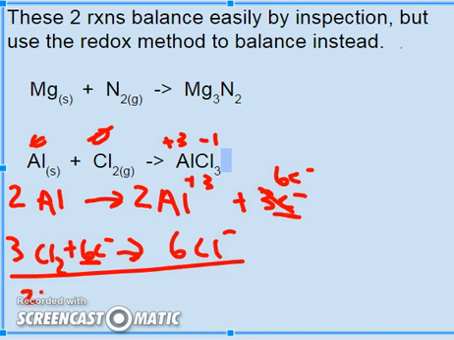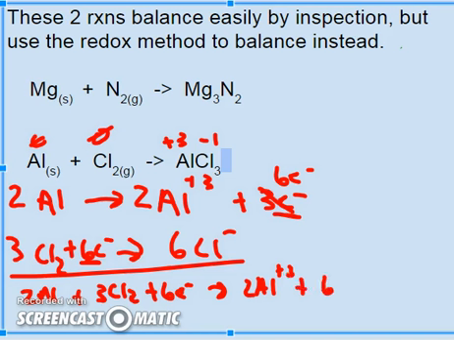I've got 2Al plus 3Cl2 plus the 6 electrons gives me 2 aluminum ions plus 6 chlorine ions and the 6 electrons. So my electrons cross out. These are elemental forms of aluminum and chlorine. So over here, I just need to recombine these into the AlCl3, and I have 2 of them.